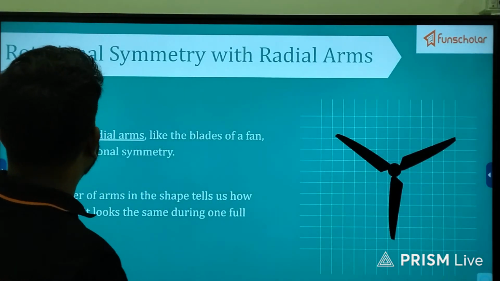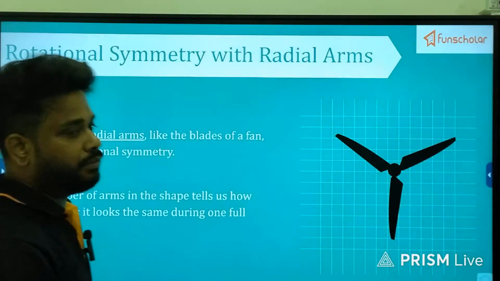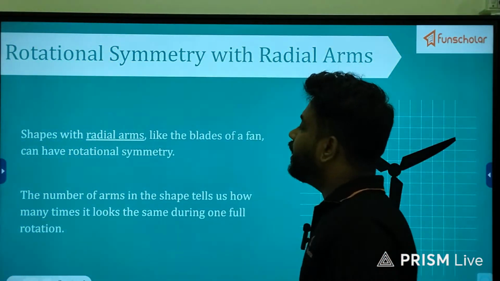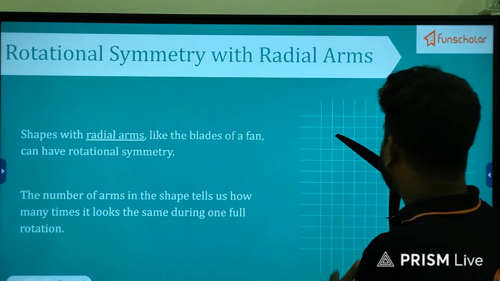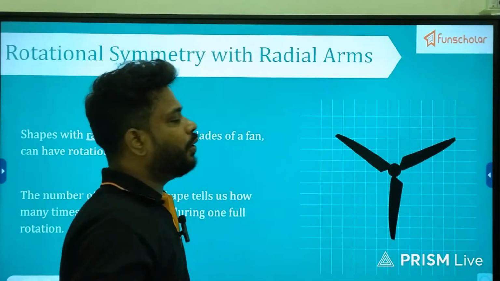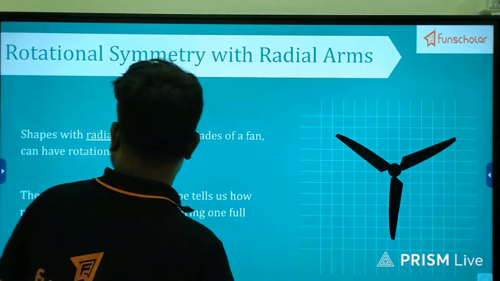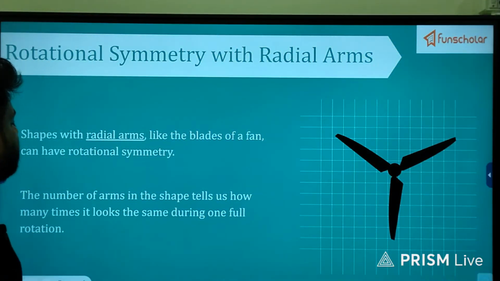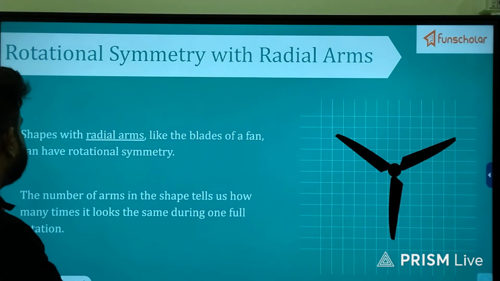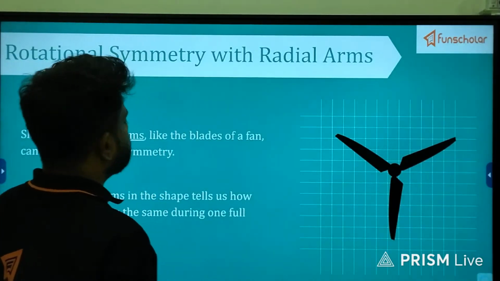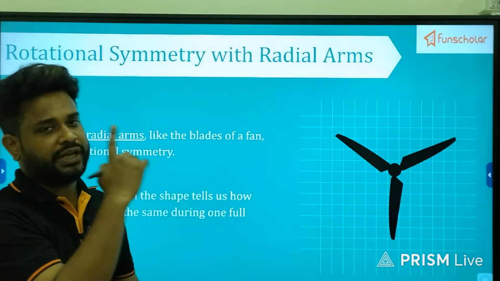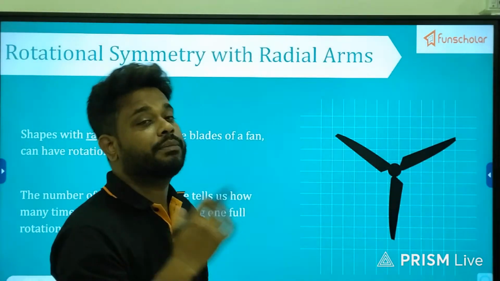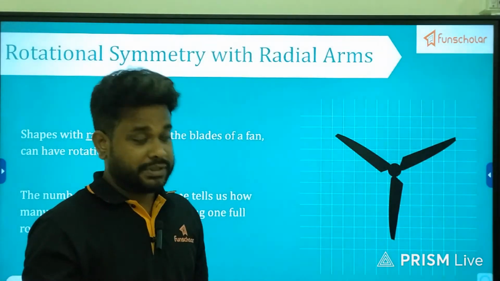So let's go next, that is rotational symmetry with radial arms. Shapes with radial arms, like the blades of a fan, can have rotational symmetry. And the fan is also like a windmill. The number of arms in the shape tells us how many times it looks the same during one full rotation. We have all checked the fan. When a fan is rotating, we aren't able to see its blades, in the full swing, obviously.